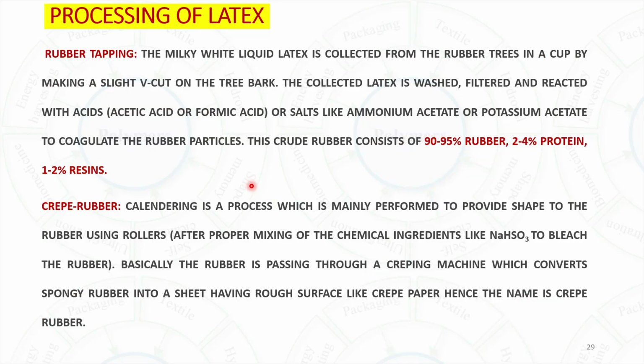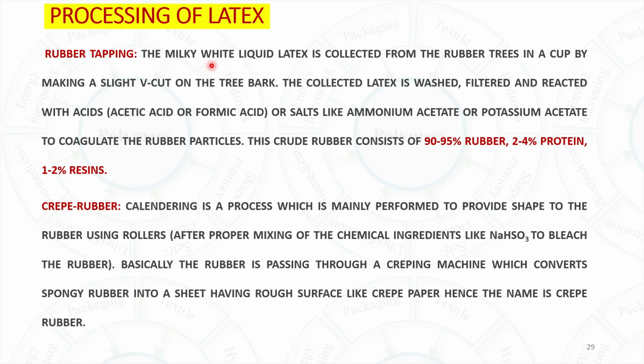So after the average composition, you need to do the various processes of this particular latex to get the different kinds of rubber. One such initial or primary process is rubber taping. So you need to tape the rubber. Rubber taping means actually the collection of these rubber particles and the increase of the concentration of this rubber. See, earlier I told you that only 35% rubber is there in the latex, but after this taping process, that concentration increases from 35% to 90 to 95%.